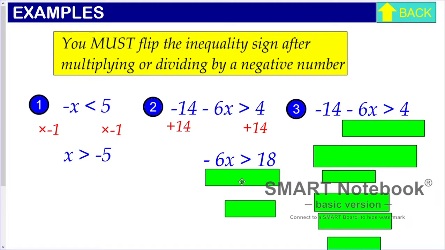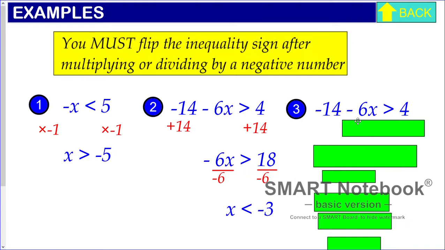Remember though, we are dividing by a negative number. What happens to the inequality sign? You must flip the inequality sign after multiplying or dividing by a negative number. So the resulting inequality is x is now less than -3. It's not greater than anymore, now it's less than -3.